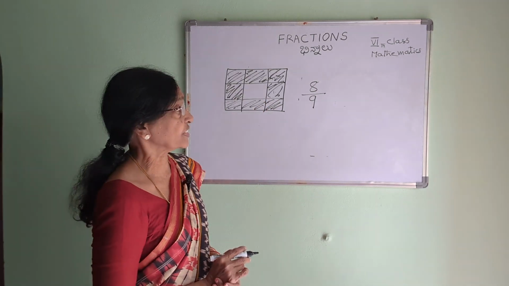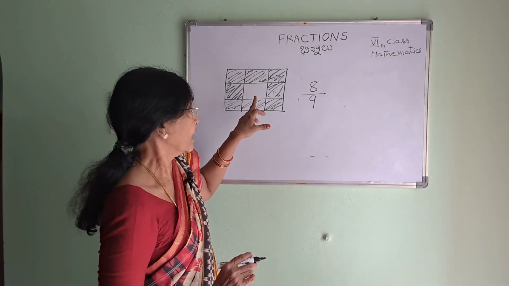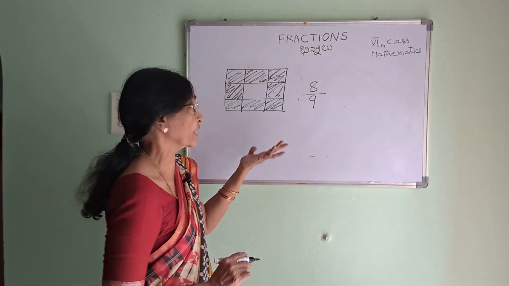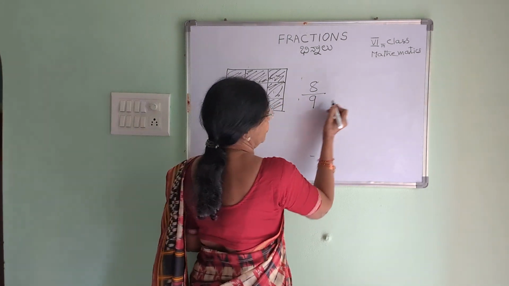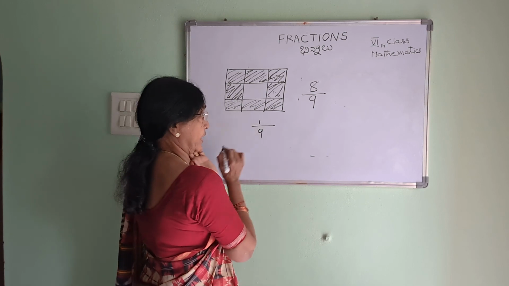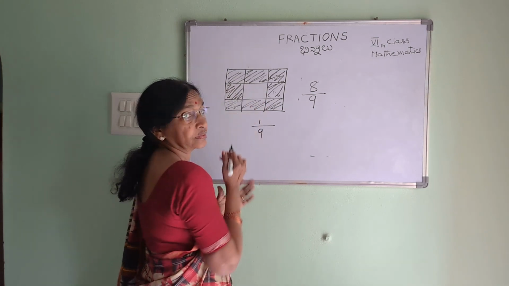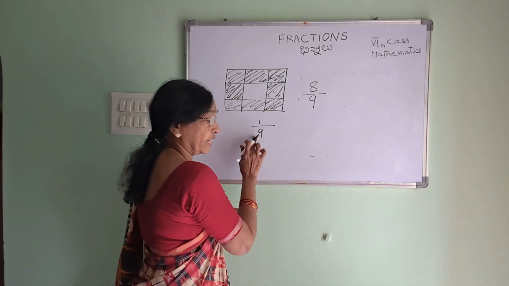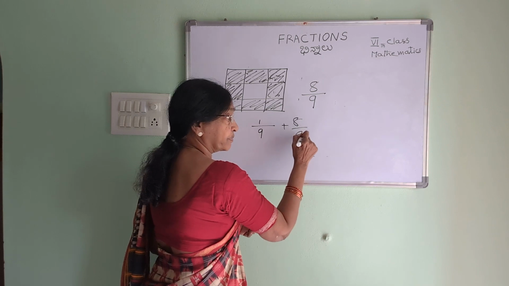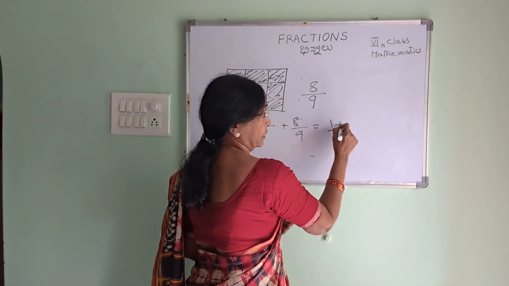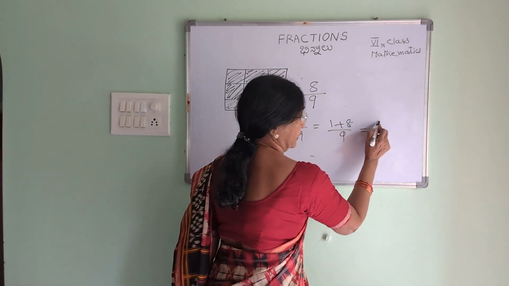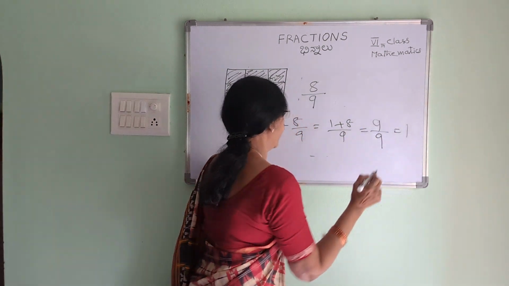And what fraction is not represented? What is the remaining fraction? The remaining block is only 1 out of the total number of blocks, 9. So the remaining part of the rectangle is 1/9. Therefore 1/9 plus 8 by 9 becomes a whole. 9 by 9, which is equal to 1.